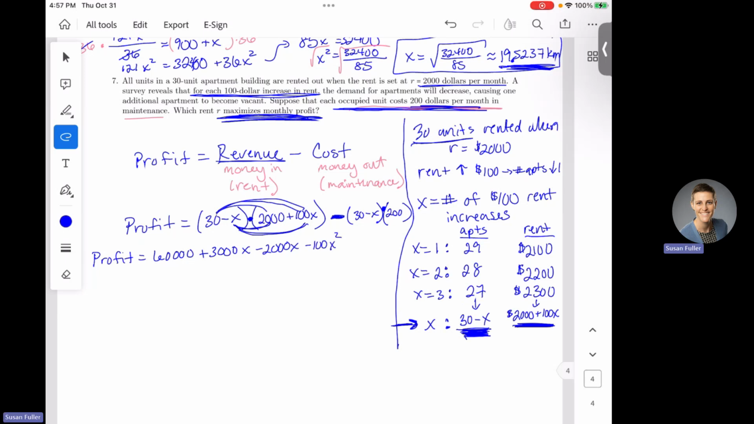And then I'm going to have to distribute both the negative and the 200, so be careful with that. I'm essentially distributing negative 200. Negative 200 times 30 is negative 6,000. And negative 200 times negative x is plus 200x. So now I have everything FOILed out and we have to just combine like terms.